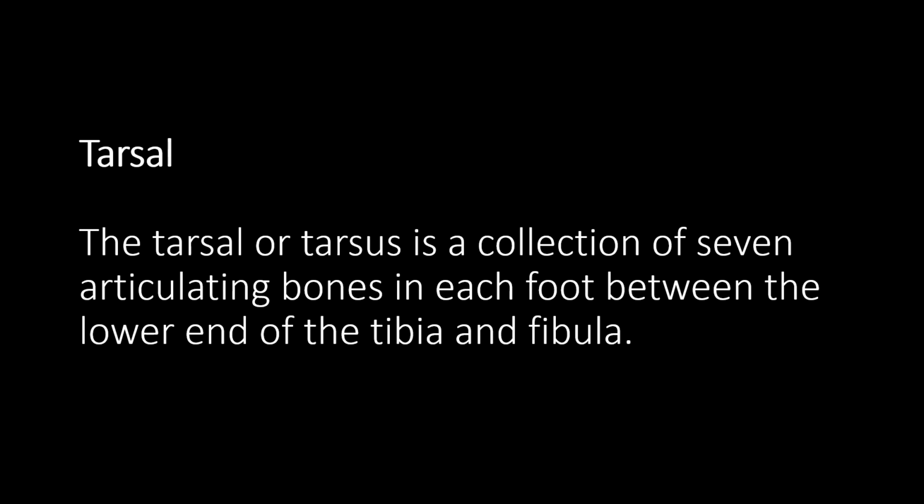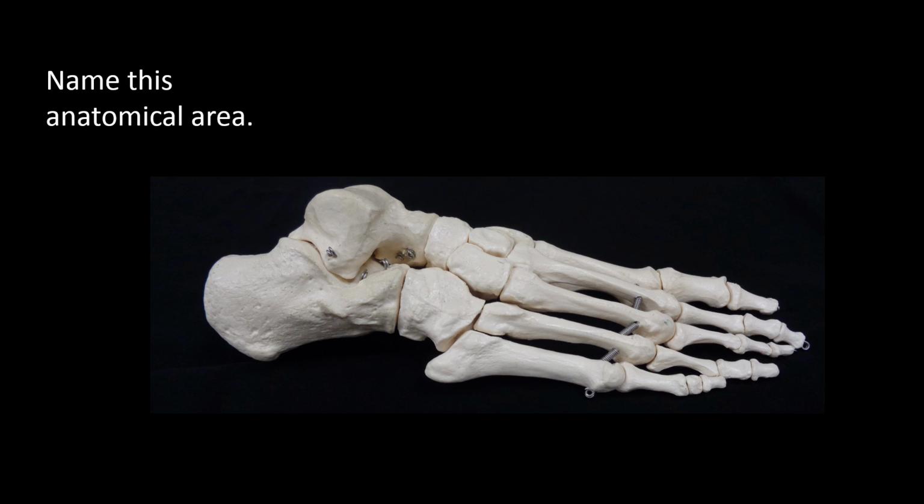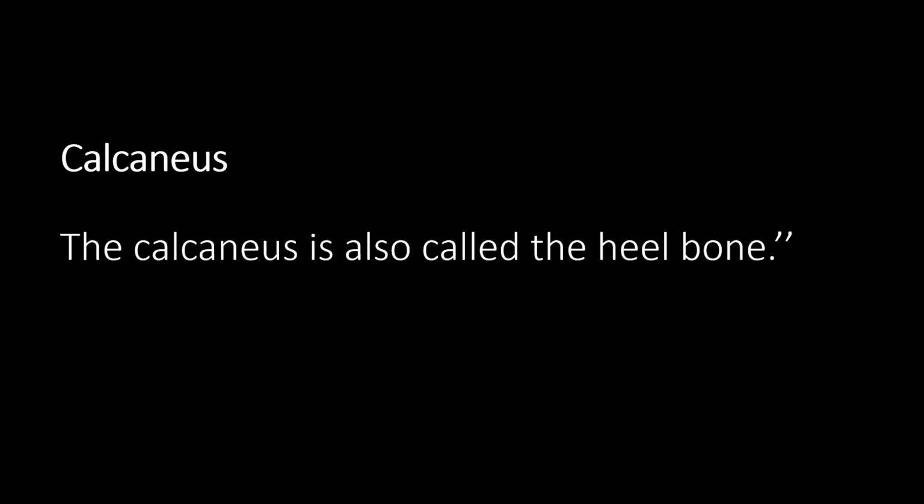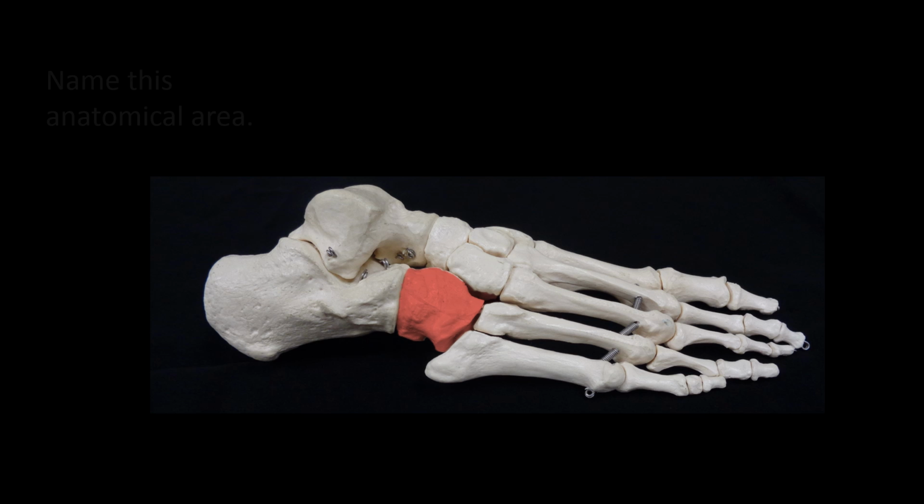Tarsal. The tarsus is a collection of 7 articulating bones in each foot, between the lower end of the tibia and fibula. Name this anatomical area. Calcaneus. The calcaneus is also called the heel bone. Name this anatomical area.